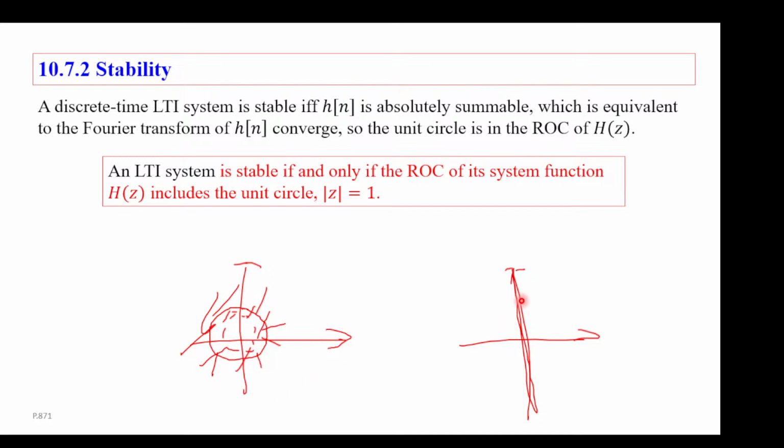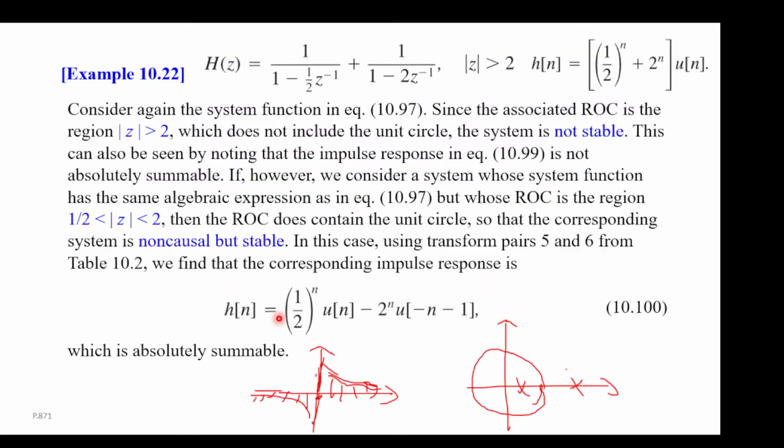Here we have the analogy with the Laplace transform. Remember, in the Laplace transform case we had a similar argument saying that the system is stable if and only if the ROC includes the Fourier transform line, which is the imaginary axis. Here, the system is stable if and only if the ROC includes the unit circle. Let's go back to see the same example.